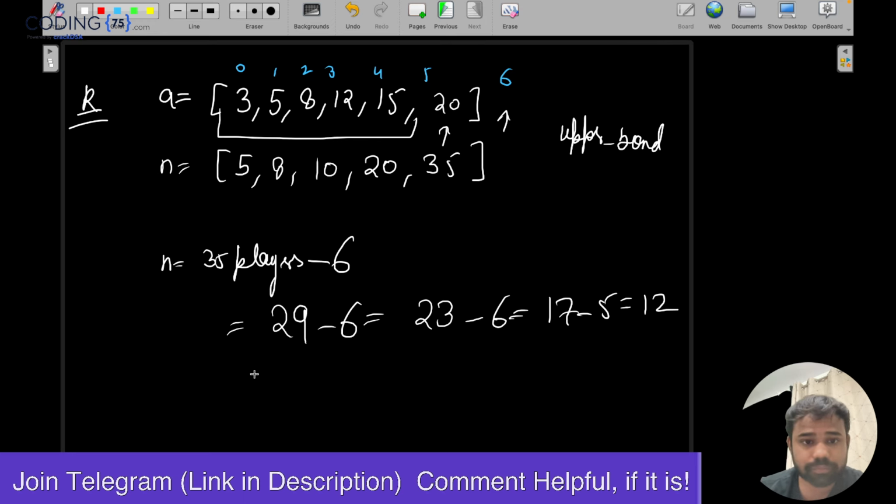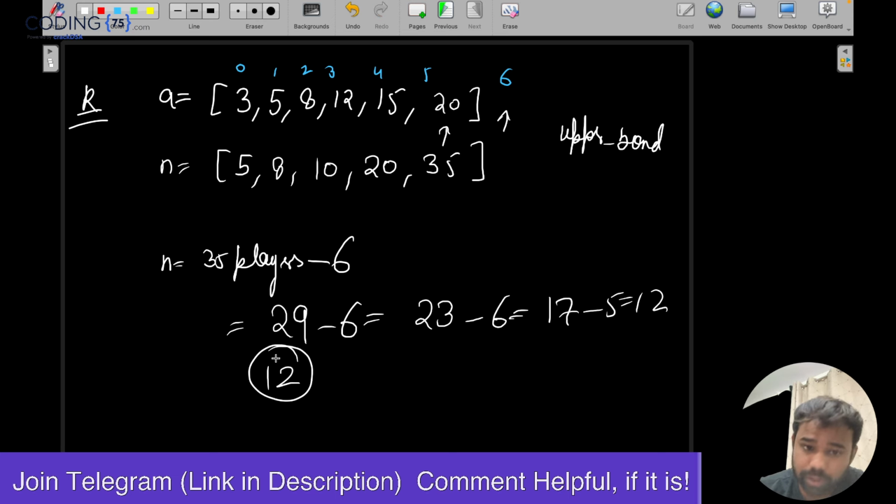Now next, there are 12 players, right? So minus 5, 12 players remaining. Now you will find the upper bound of 12. So the upper bound of 12 will be 15. We are seeing upper bound, not lower bound. It's 15, meaning there are 4 positions which are less than or equal to 12. Right? So those 4 will also be removed. So it will be minus 4.